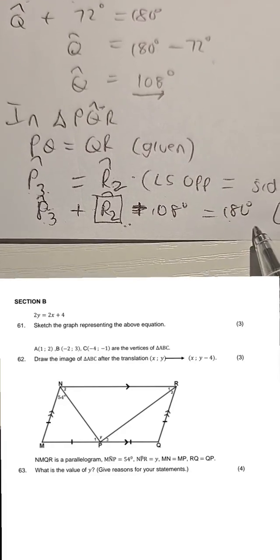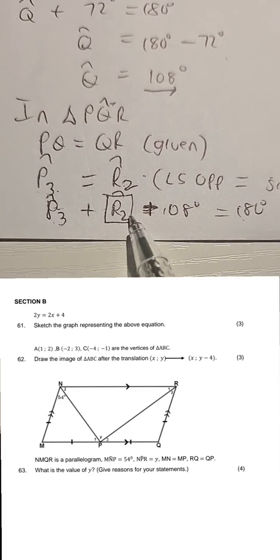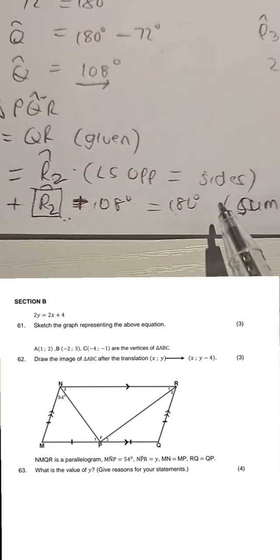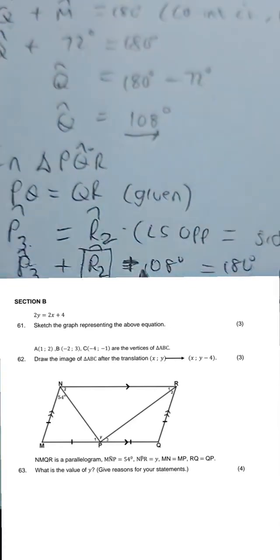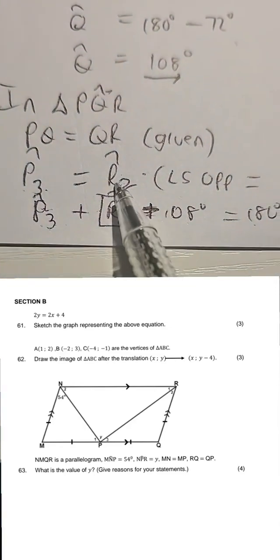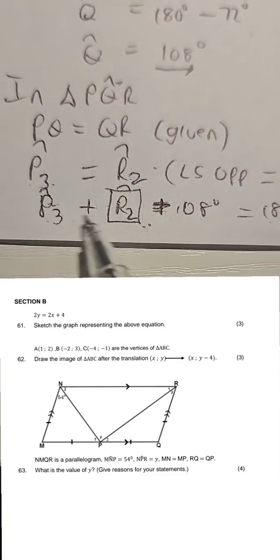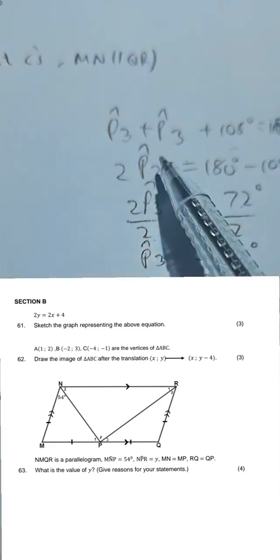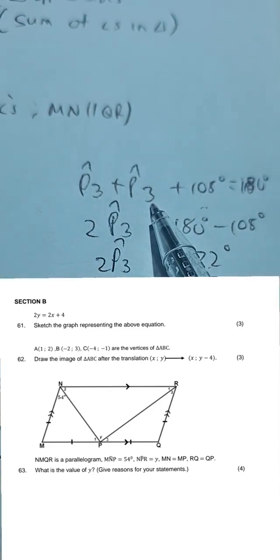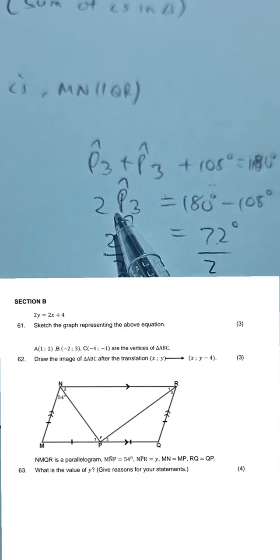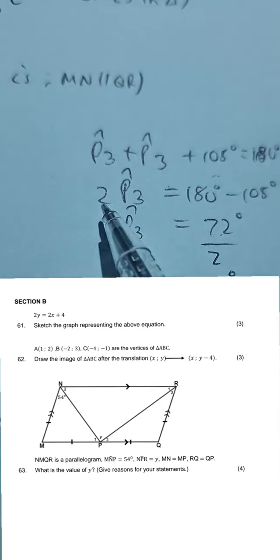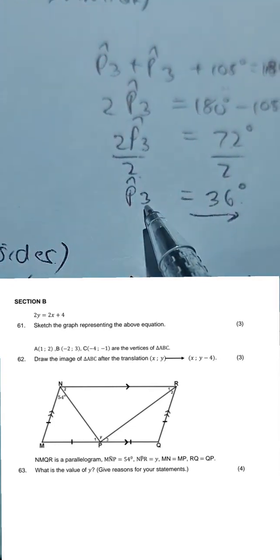Then I added the three angles together: P3, R2, and 108 equal to 180. There's my reason, sum of angles in a triangle. Then I substituted in the place of R2. Since R2 is P3, I just wrote P3 in the place of R2. There it is: angle P3 plus angle P3 plus 108 is 180. Use my algebra, take the 108 over, divide by 2 both sides, got angle P3 is 36.